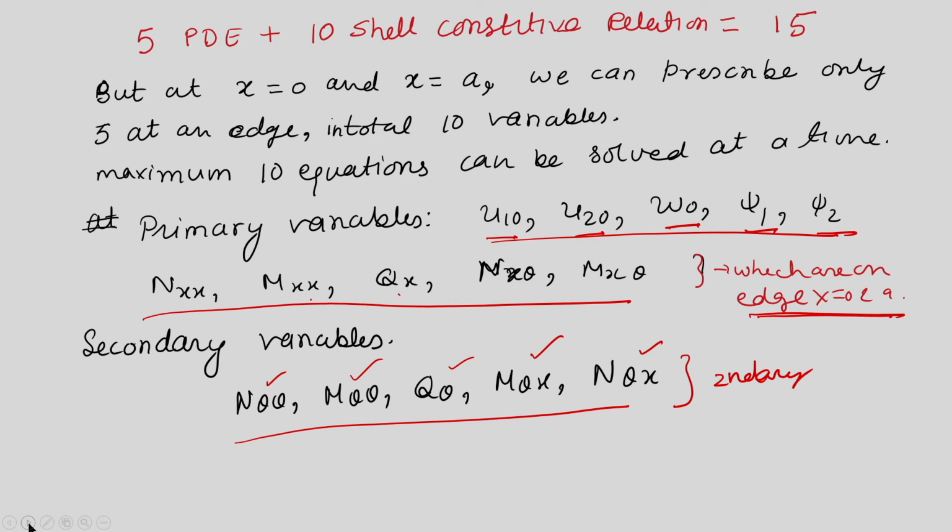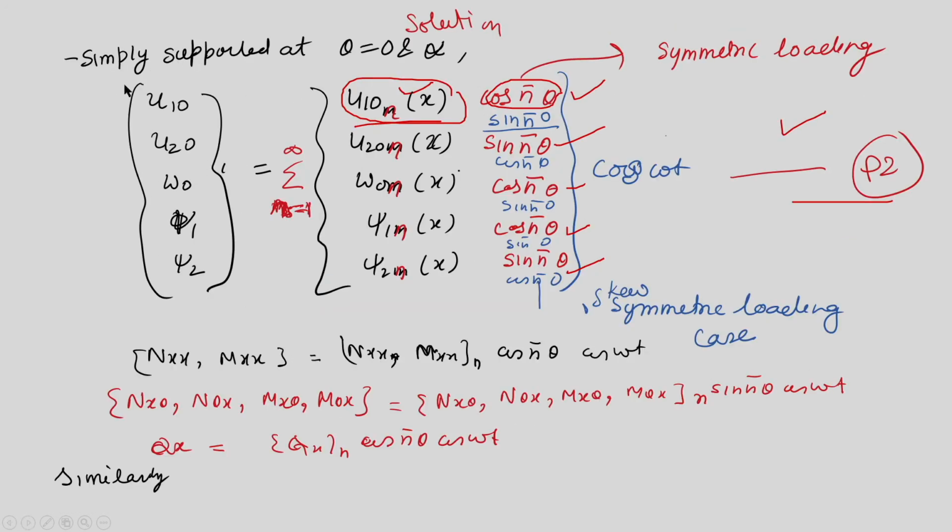So, going to the development phase, let us first decide that the panel is theta equal to 0 and alpha, simply supported like previously. So, we have assumed the displacement field like this: u1 0 is cos n theta, u2 0 is sin n theta, w is cos n theta, psi 1 is cos n bar theta and psi 2 is sin n bar theta. Like our displacement variables, we have the other primary variables, the stress resultants nxx, mxx, nx theta, mx theta and qx. We need to express these also in terms of sine and cosine of theta.